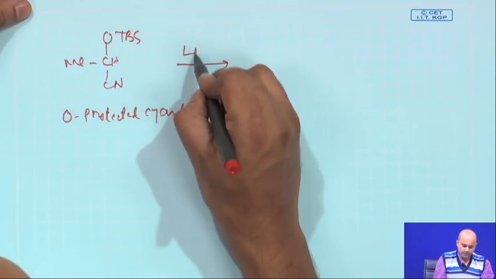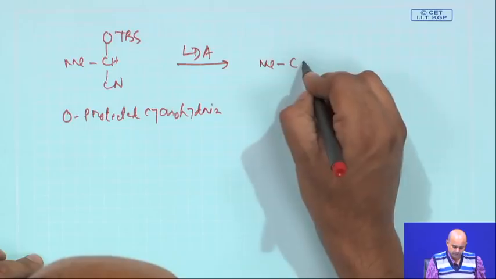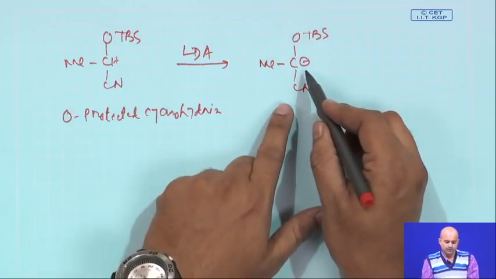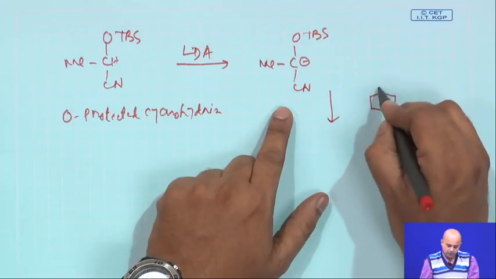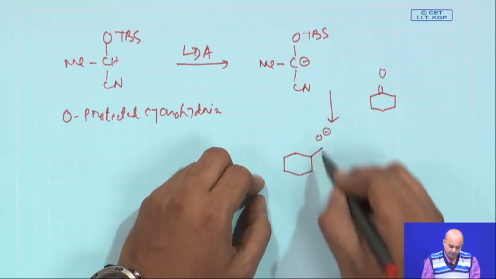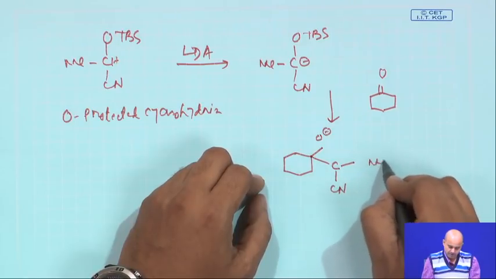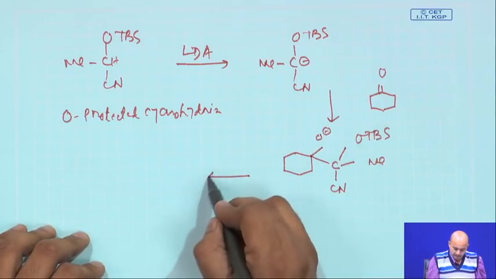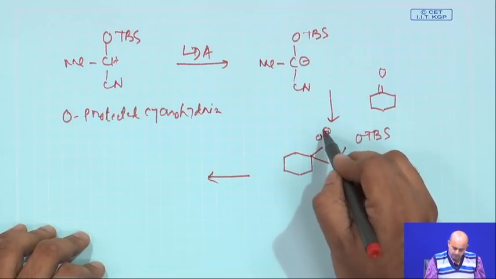Now, this compound, if you treat with a base, cyanide is an electron withdrawing group, you basically get a minus here, OTBS. Now, this compound acts as an umpolung reagent, and here if you react with an electrophile like cyclohexanone, initially you will get O minus, CN, methyl, your OTBS. Okay. Everything is fine. If you just quench with simple methanol, you will get an OH also.